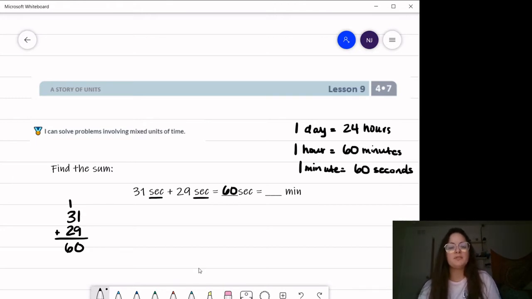Now, just like if you were with me for lesson 8 and lesson 7, we talked about how when you're done adding, think, can you rename these smaller units into a larger unit? So I've got seconds. Those are my smaller units. What's the next biggest unit after seconds? That's going to be minutes. I know that there are 60 seconds in 1 minute, so I can rename my 60 seconds into a larger unit, minutes. I can rename 60 seconds into 1 minute. Okay, so when we're adding, make sure that when you're done adding, you ask yourself, can you rename the smaller units into a larger unit? Let's go ahead and move on to the next question.